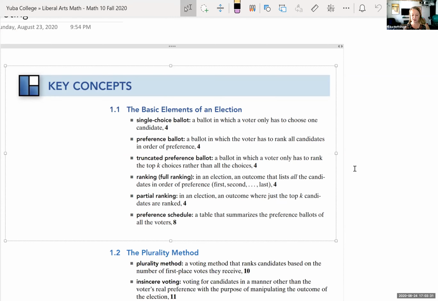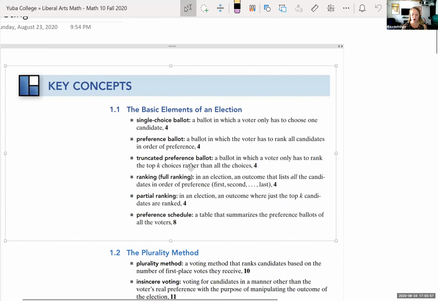But we first looked at basic elements of an election. We looked at single choice ballots. So a single choice ballot is where you have a ballot and you're only choosing the number one, who you would want to be the winner. Preference ballot, that is where you actually put some preferences in there. So you might order which candidate you wanted first, second, third, fourth, etc.